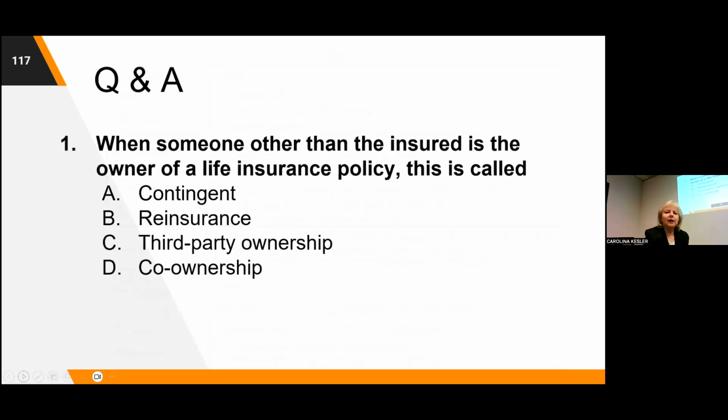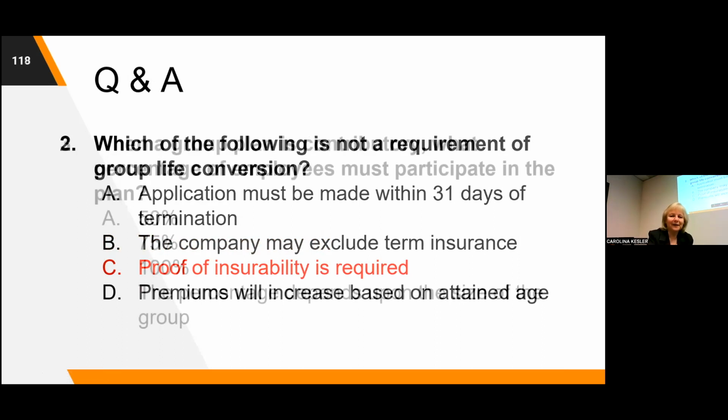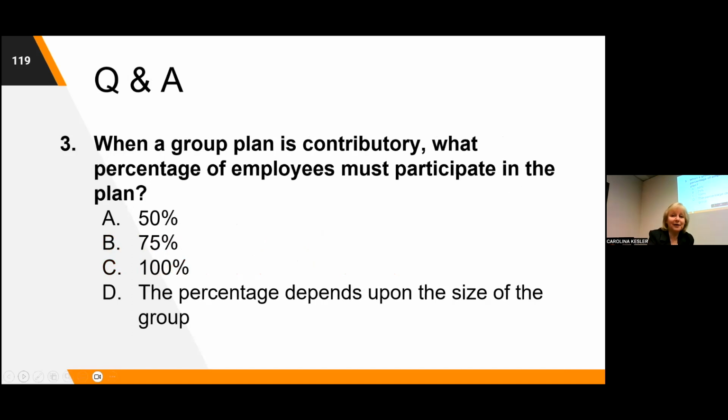Okay. When someone other than the insured is the owner of a life insurance policy, this is called, look at you, third party is correct. Which of the following is not a requirement of group life conversion? Thank you. Yep, no proof of insurability. When a group plan is contributory, how many must participate? 75 is correct. Best answer, good job.